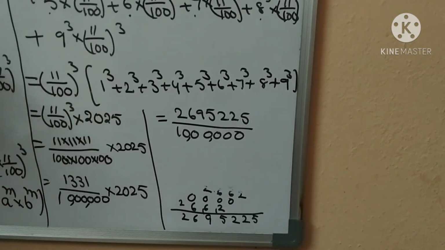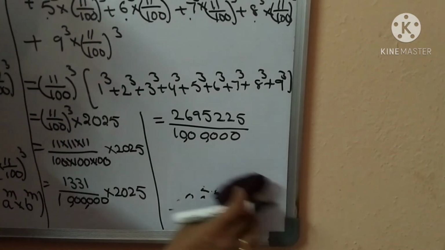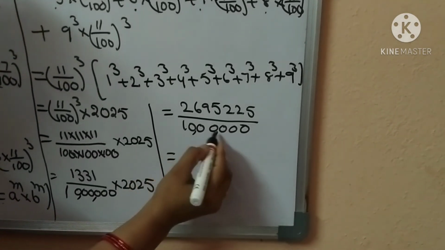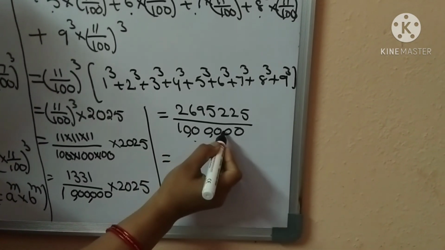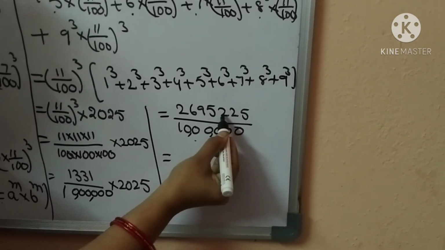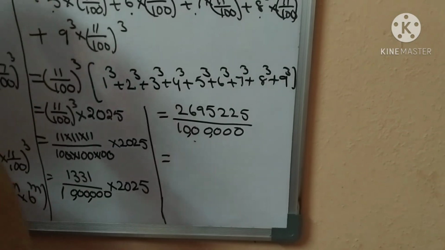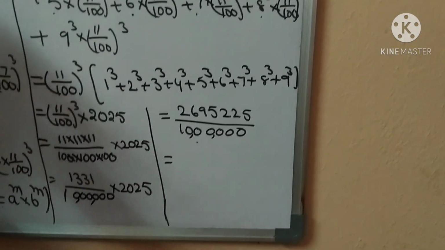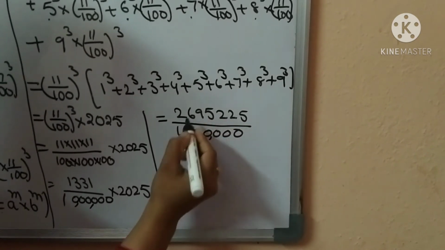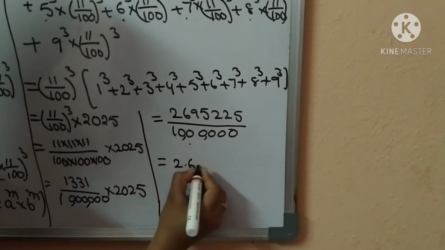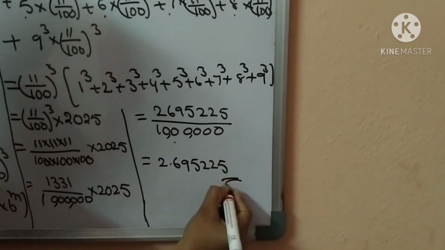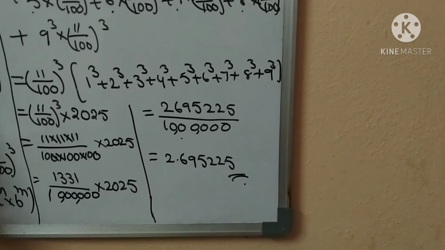Okay children, so it is a division method. How many zeros are in the denominator? 1, 2, 3, 4, 5, 6. We should keep the decimal point after counting 6 digits from the right, 1, 2, 3, 4, 5, 6. It means we should write here 2.695225.